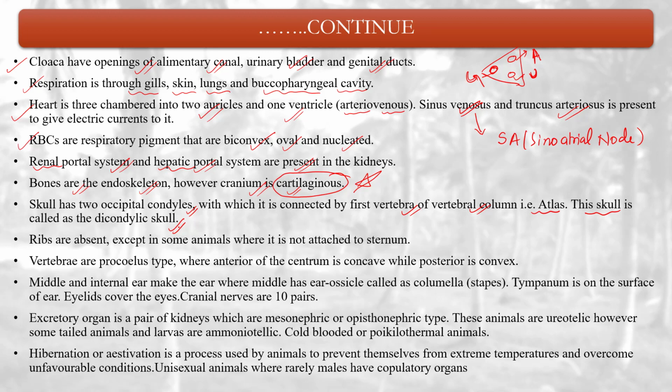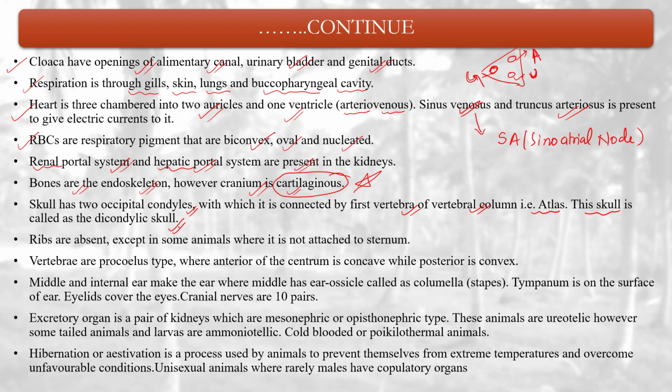First is the presence of sinus venosus and truncus arteriosus, presence of renal portal system and hepatic portal system, and presence of dicondylic skull, meaning they have two condyles which are supported by the atlas, which is the first vertebra. So these two condyles basically rest on this first vertebra, that is the atlas. Understood?